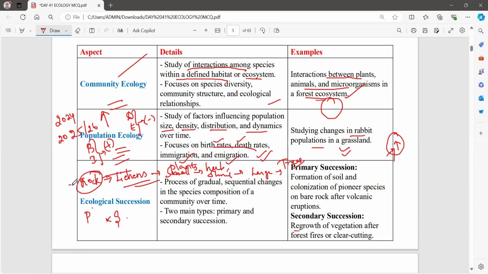And this primary succession takes place over a period of time. Okay, when compared to the secondary succession, it takes more time, more and more years.